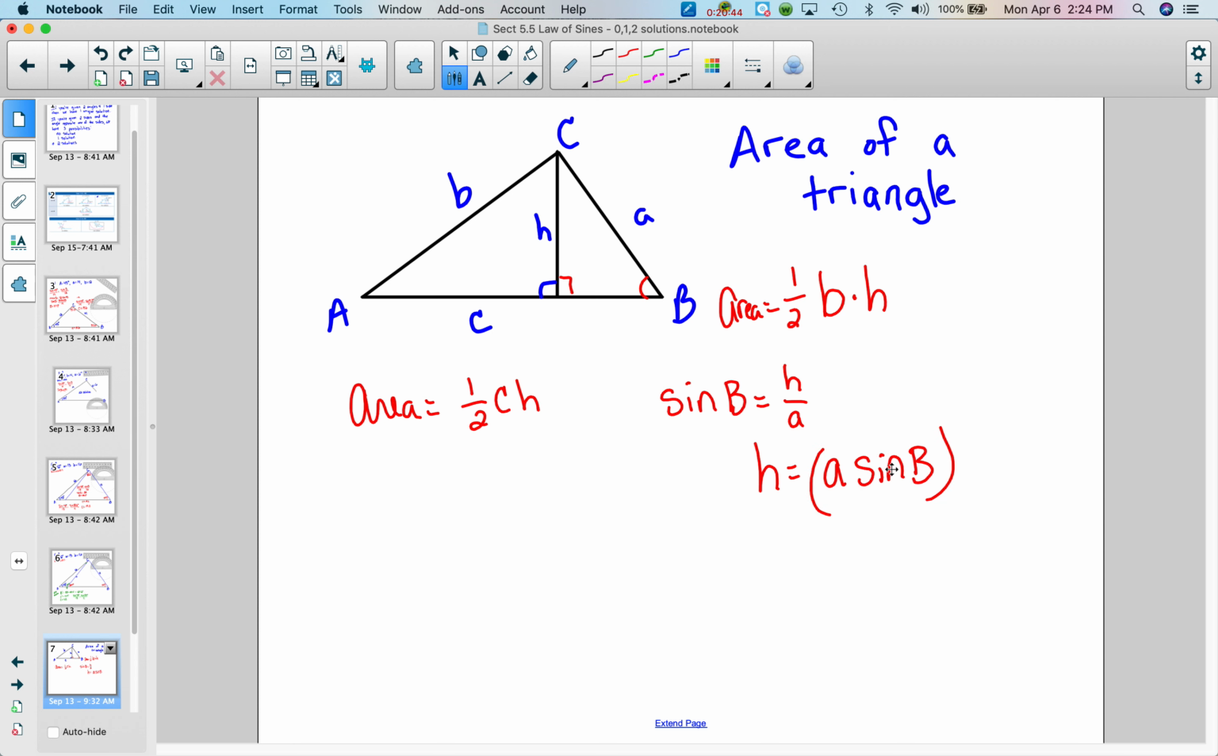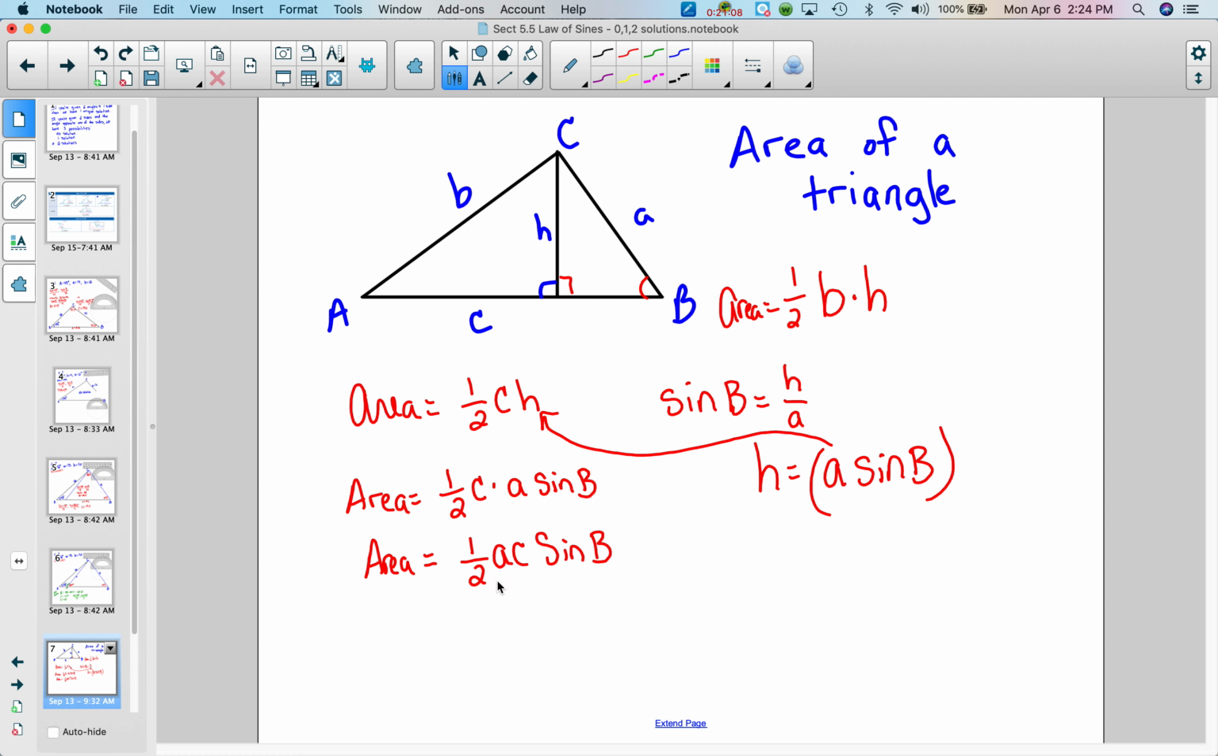So now what I'm going to do is I'm going to substitute that over here. So I get that the area is 1/2 times C times A sine B. And then I'm just going to put that in alphabetical order. So we get the side AC and then sine B. This is how you can actually find the area if you only knew two sides and an angle, as long as your two sides, notice this is with side C and side A, and the angle is the angle that's in between them.